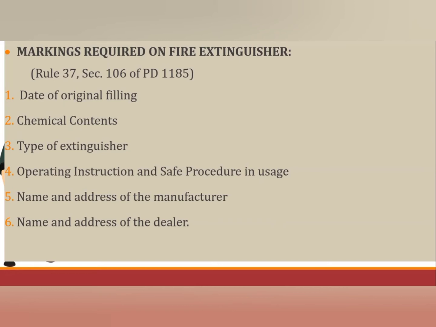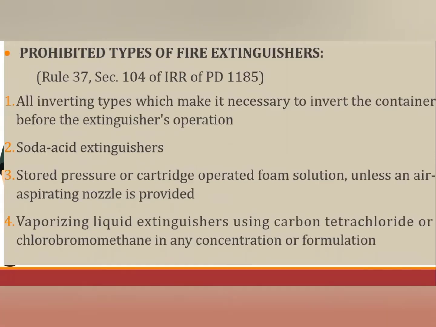If not, then you have to call the attention of the manager, or at least you may doubt that perhaps this is not the original one, or it has not undergone the procedure or the genuine authentication of the fire extinguisher. Next is the prohibited types of fire extinguishers. It states in Rule 37, Section 104 of the implementing rules and regulations of PD 1185.